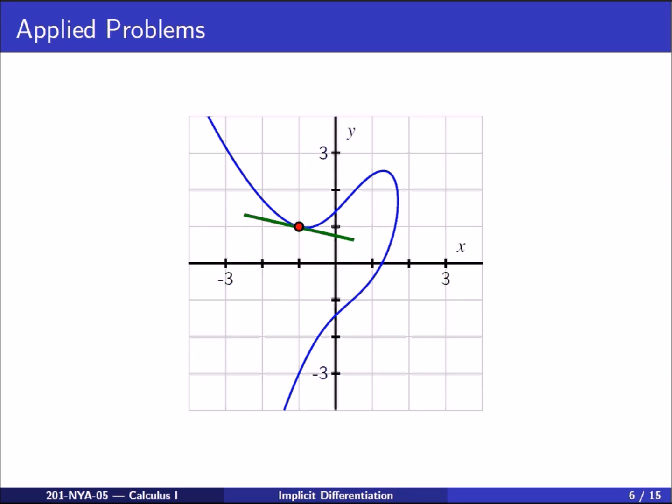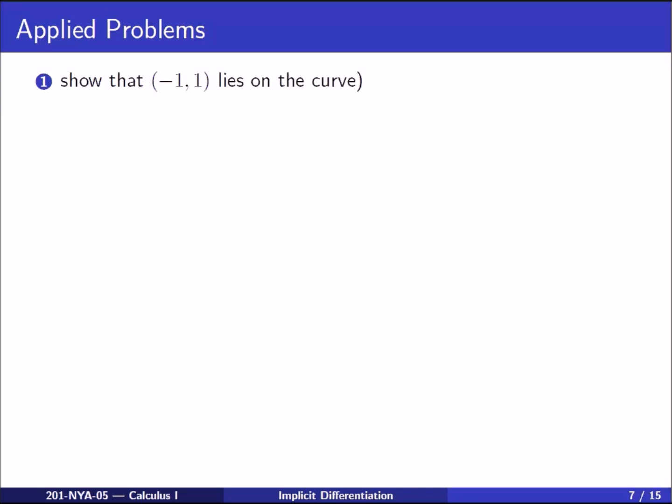So this is a graph of the curve that we are using in this problem. So this is an exact copy of the figure that is shown in the textbook. In red is the point minus 1, 1, and in green is the tangent line that we wish to compute in this problem. Now, to show that a point lies on a given curve, you take the equation of the curve and you replace x and y by the given coordinates. And if equality holds, then the point lies on the curve.